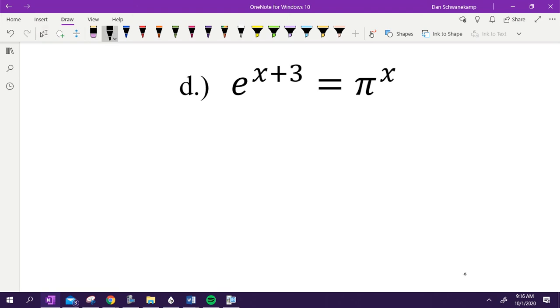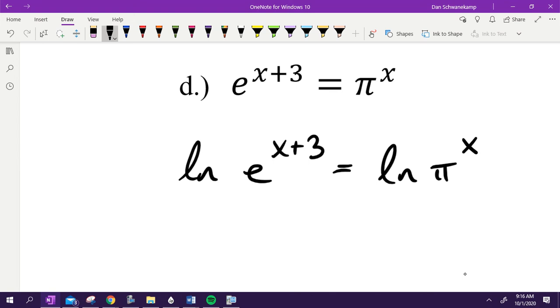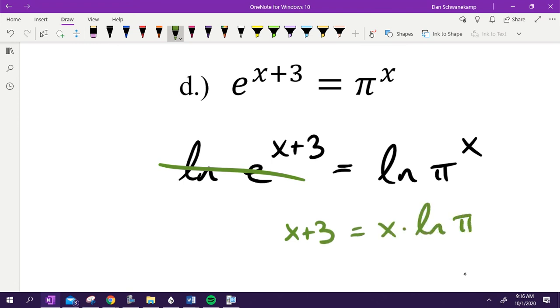Let's do natural log. And again, I'm going to pick natural log because natural log and e are going to cancel. And this x plus 3 is a little bit more complicated of an exponent. And so I'd rather this side over here just go away. x plus 3 equals x times the natural log of pi. Again, we took this x, we brought it out in front.